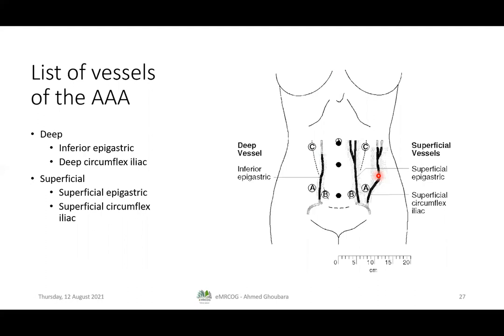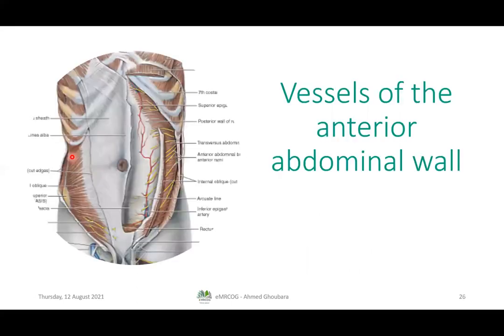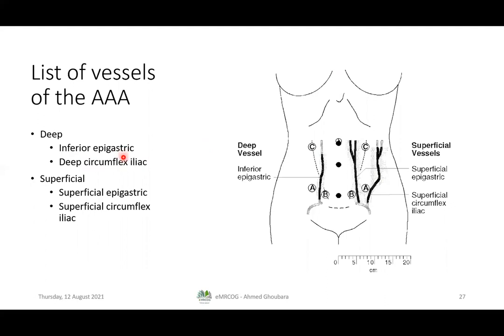The deep vessels will be the inferior epigastric and deep circumflex iliac arteries. Do you know what those arteries are branches of? Which artery in our body gives rise to those deep branches of the wall?